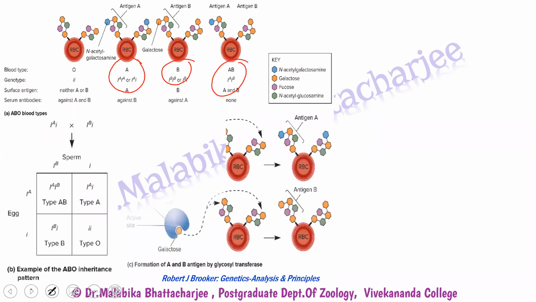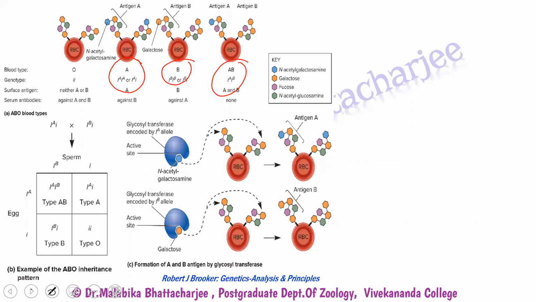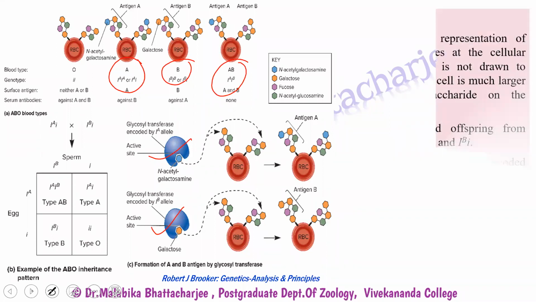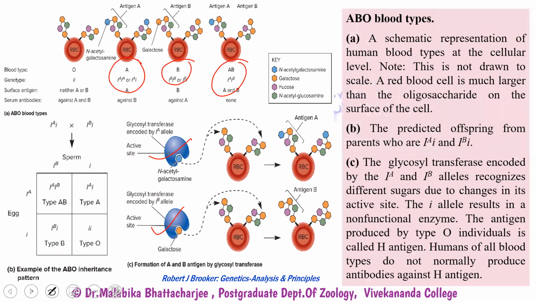This is a checkerboard, and you can see, IA results in addition of N-acetylgalactosamine. IB results in addition of galactose as a terminal sugar on the surface of the RBCs. And thus we have this ABO blood group system where the A antigen and the B antigen are present simultaneously on the surface of RBC if the IA IB allele combination is present. That means IA and IB are equally expressive. So this was a beautiful example of codominance.